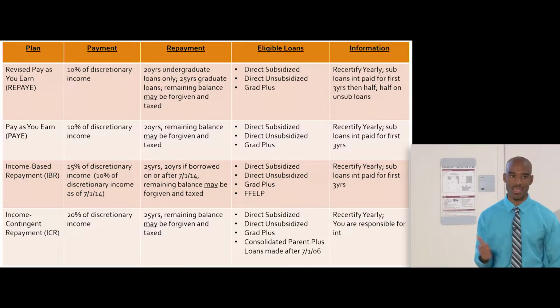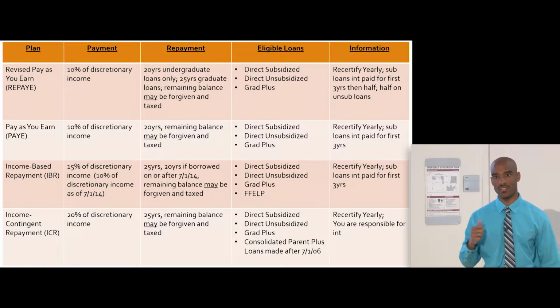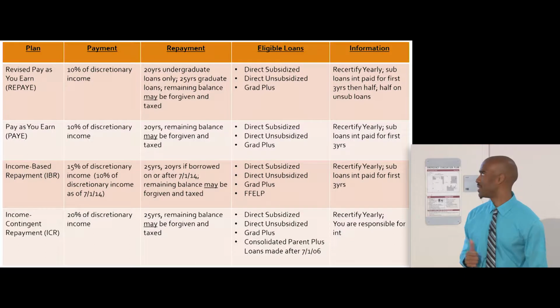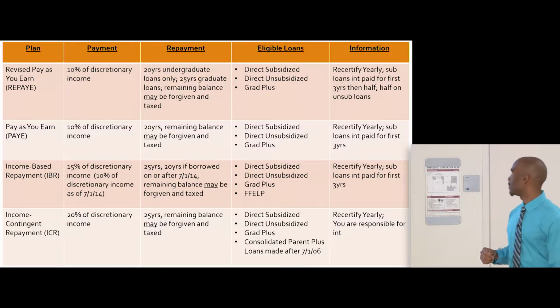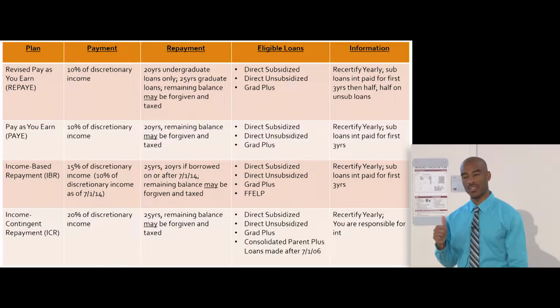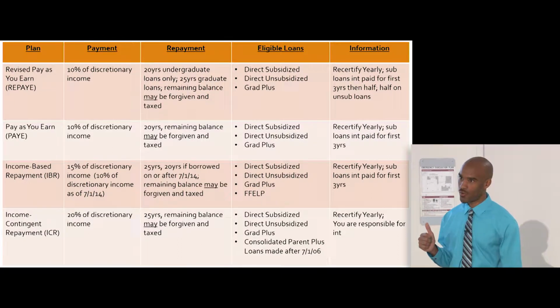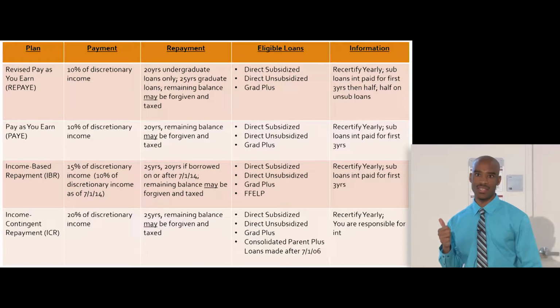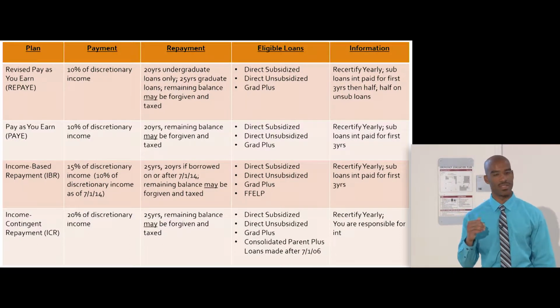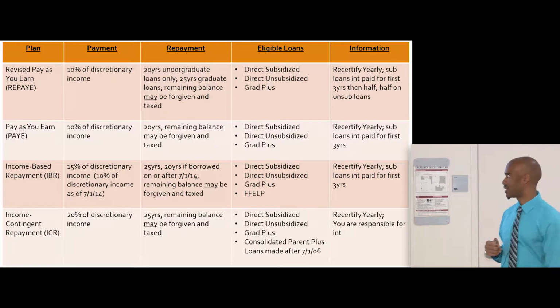Next plan is the PAYE. It goes off of 10% of your discretionary income. 20 years after that may be forgiven, may be taxed. Those are the eligible loans. And again, you do have to recertify, and the government will satisfy for the first 3 years the interest on your subsidized. As far as the unsubsidized, you are responsible. Again, after those 3 years, you're responsible for the interest on the subsidized as well.